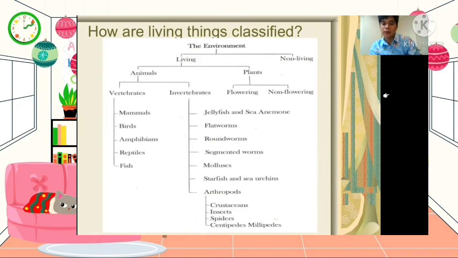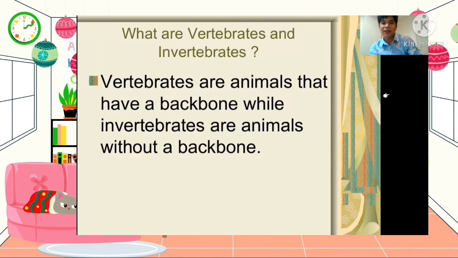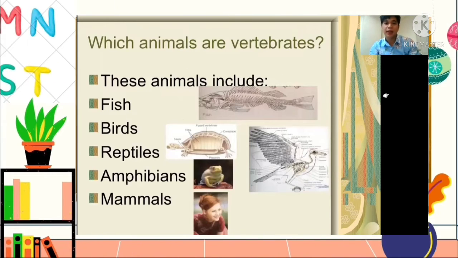Now we are going to study about invertebrates. What are vertebrates and invertebrates? Vertebrates are animals that have a backbone, while invertebrates are animals without a backbone. Which animals are vertebrates? These animals include fish, birds, reptiles, amphibians, and mammals.